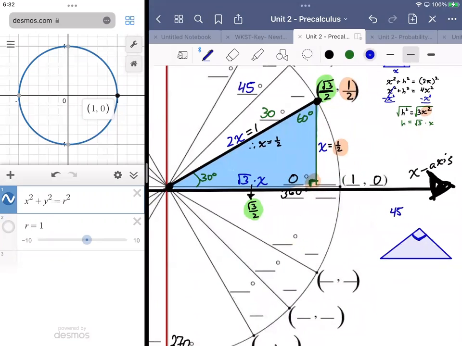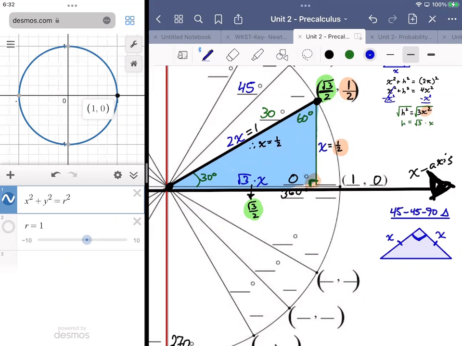In a 45, 45, 90 right triangle, or in an isosceles right triangle, the two legs are congruent, but that's it. So these two sides I know are going to be equal in length to one another. So I'll call one of them x. If I call one of them x, I got to call the other one x. That's fine. That's easy enough.